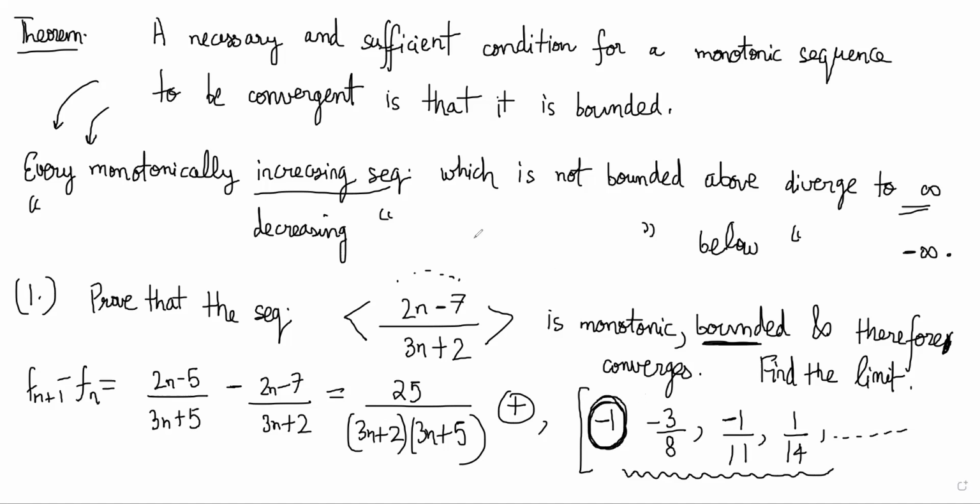You can check that by doing -1. You are trying to prove that f of n is always greater than -1. So find the value of 1 plus f of n. 1 plus f of n will come out always positive. If you do 1 plus f of n, it will be 5n plus 2 minus 7 by 3n plus 2, which is 5n minus 5 by 3n plus 2.